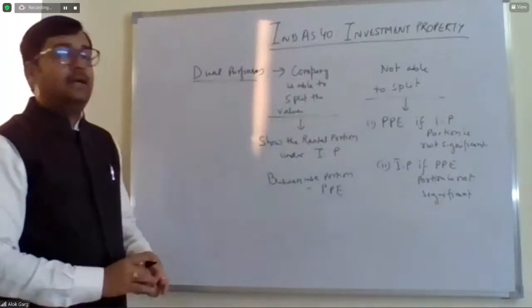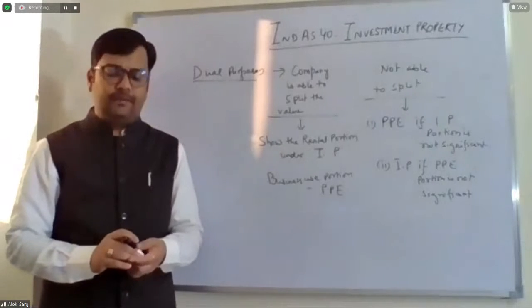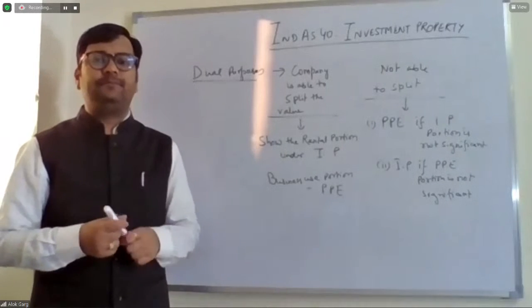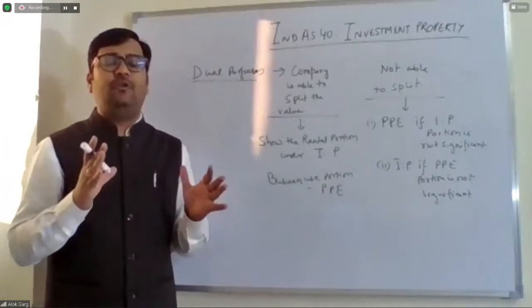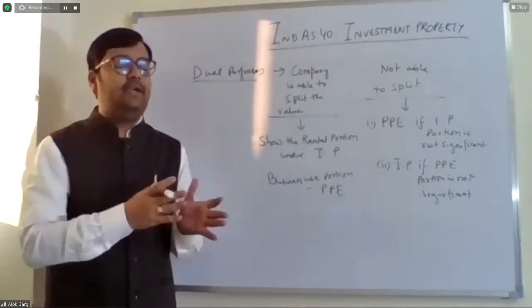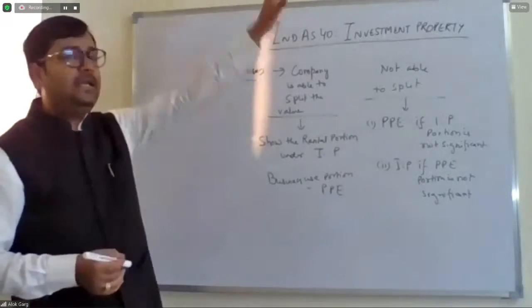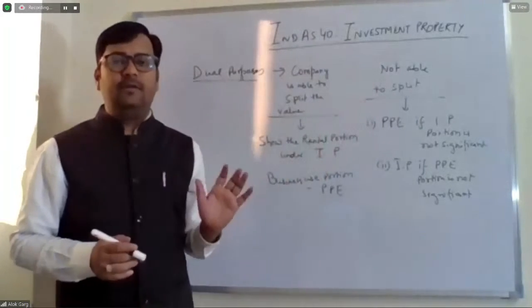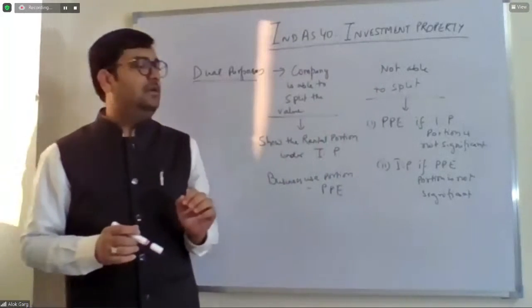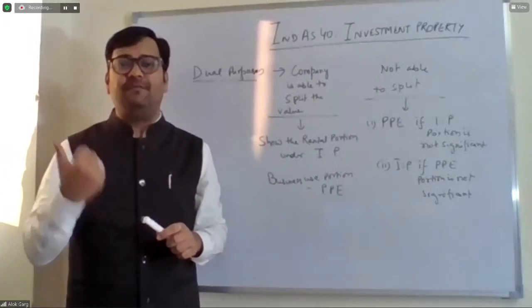Now, sir, in our current example, you have taken an example of a building where there are 5 floors, okay? And you have said that if the independent floor cannot be sold separately, or cannot be leased out separately on a finance lease, in that case the company is not able to split the values, okay? So in the current case, how do we account for that building? Is it under PPE or is it under investment property?